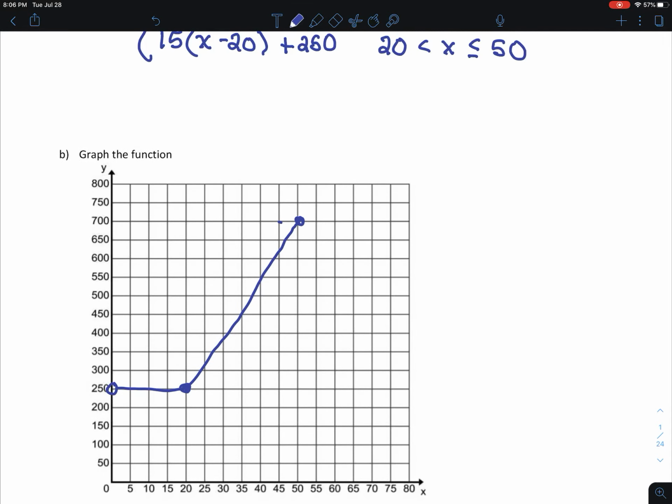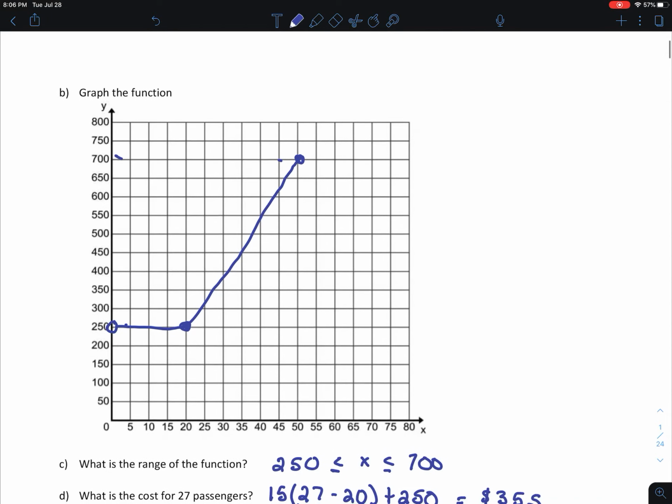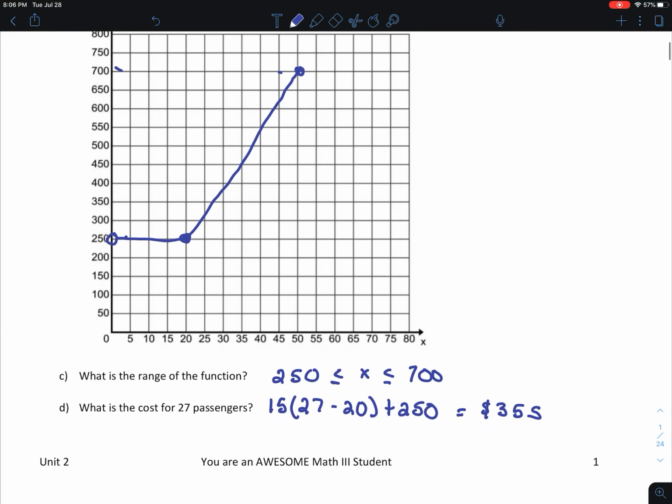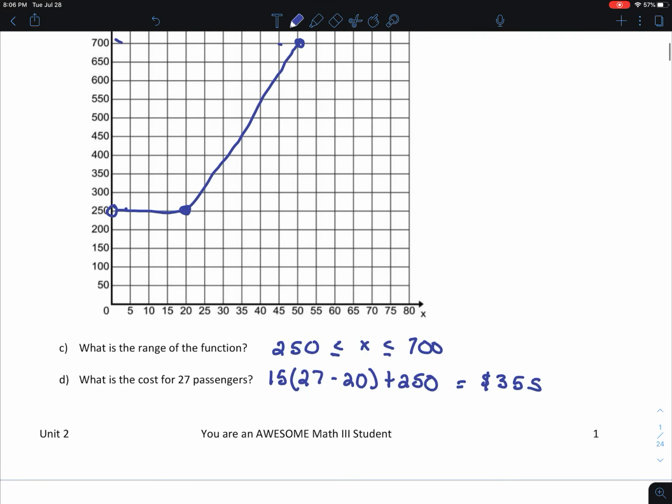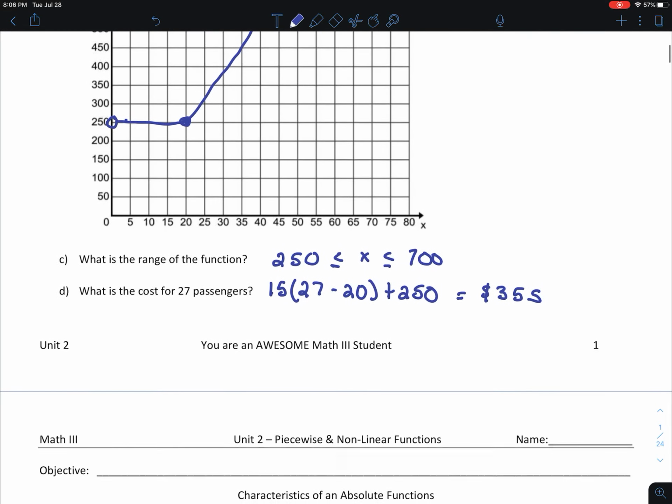And then to graph it, I've already graphed it. Again, I put an open circle on 0. For the first 20 people, you pay $250. And then the 50th person, if you do the math, the 50th person you'll pay a total of $700. The range is the Y value. So 250 is the smallest amount you'll pay. The most you could pay is 700.